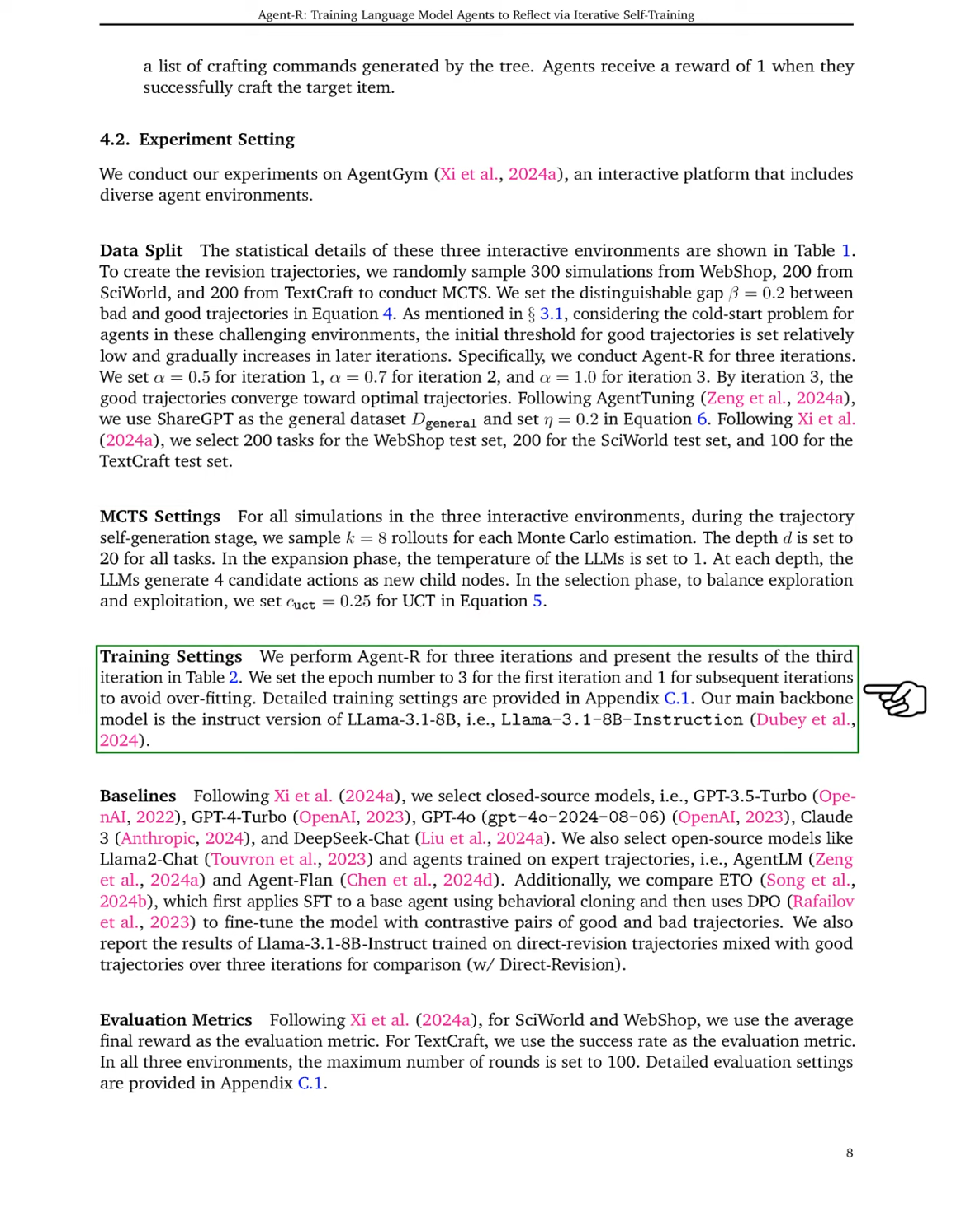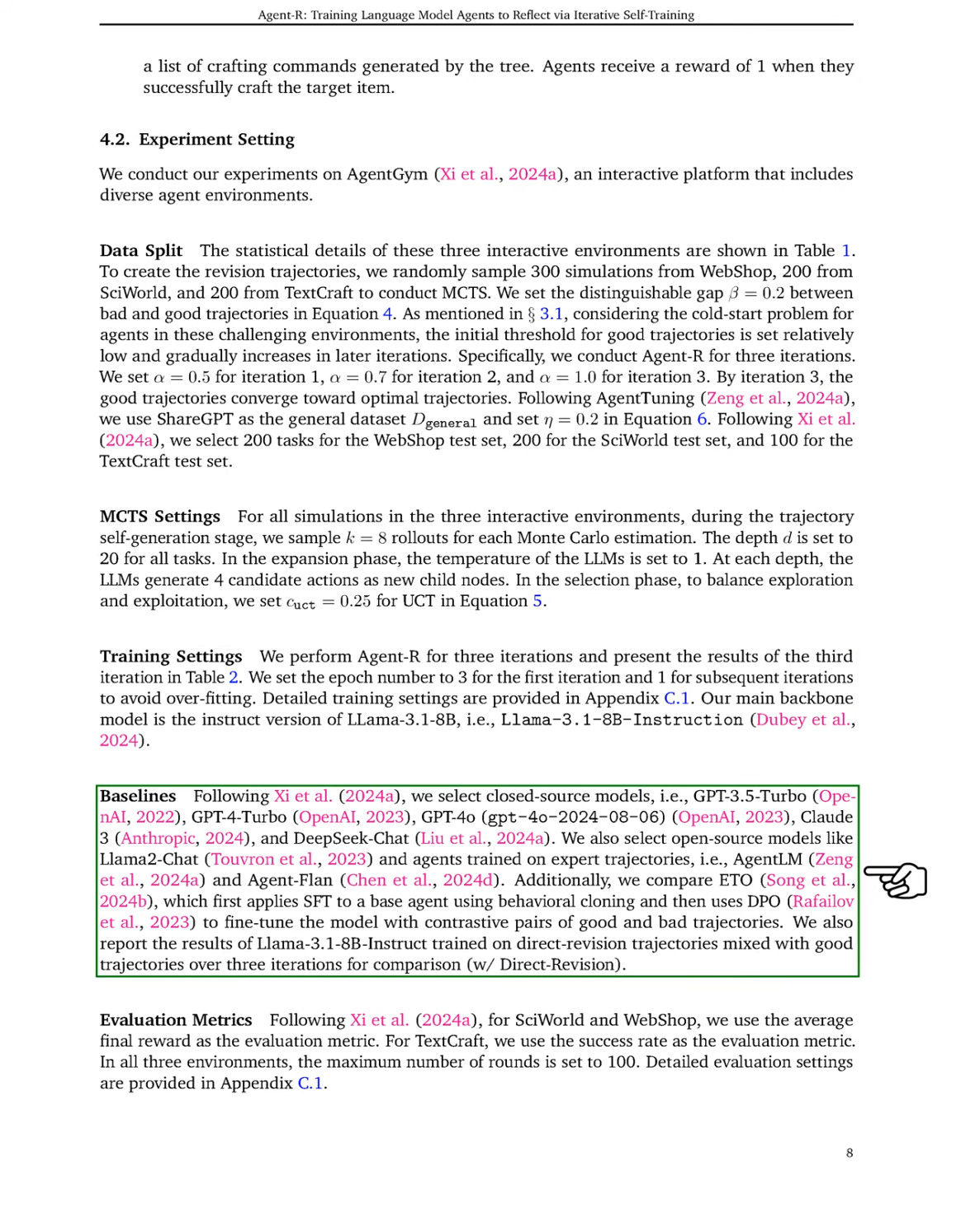For training, we run Agent-R for 3 iterations, presenting results from the 3rd iteration. We set the number of epochs to 3 for the first iteration and 1 for the others to prevent overfitting. Our main model is the Instruct version of Llama-3.1-8B.